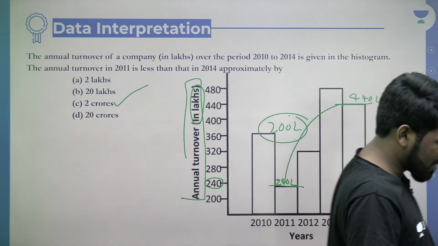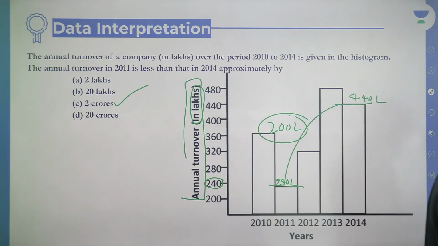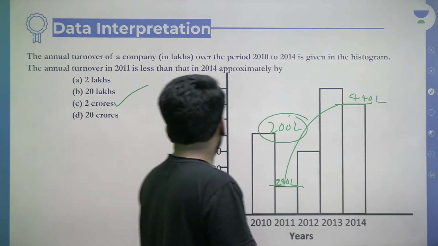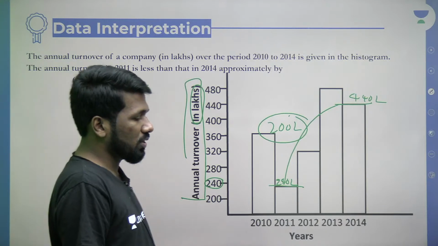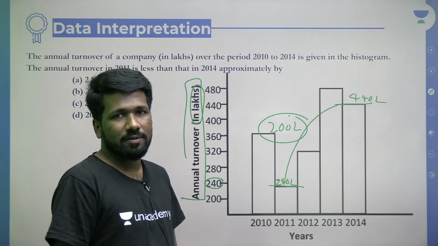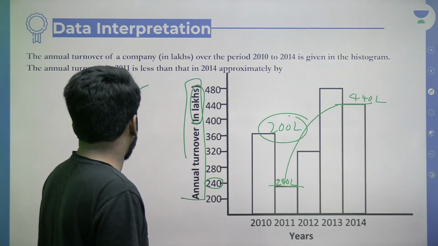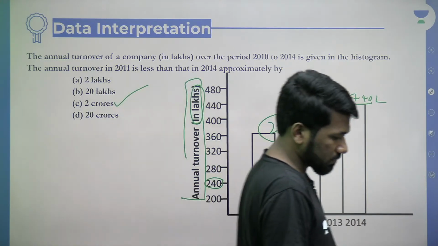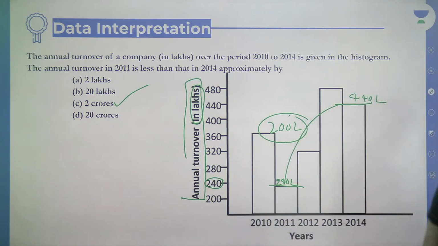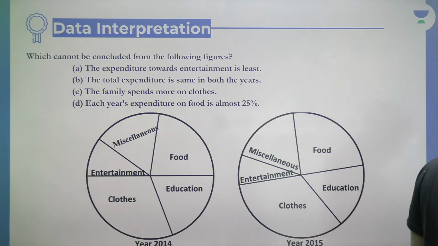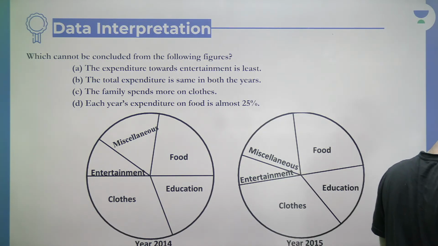That is the only extra thing you need to do, nothing else. Is that clear? So 2 crore, because 200 lakh is 2 crore, na? So option C is the correct answer. If that is clear, try the next question, a question on pie chart. All of you try.